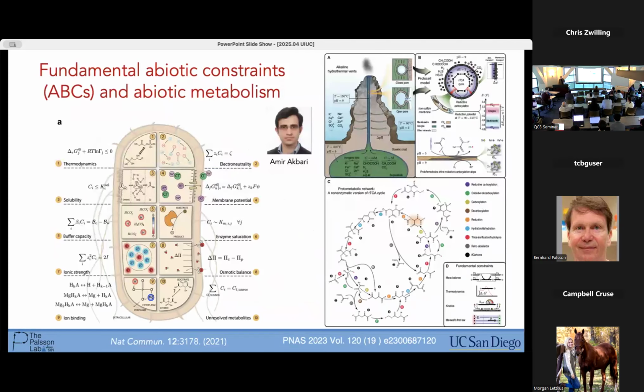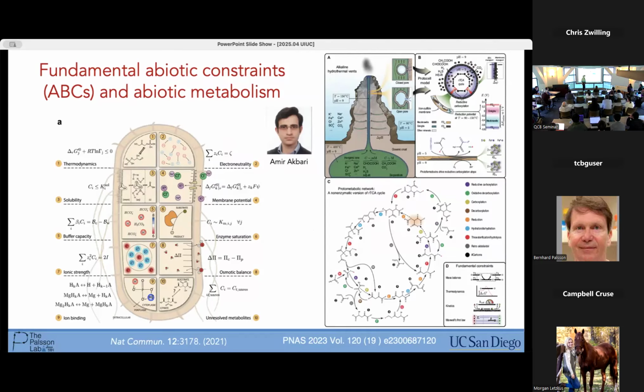I just want to end with this slide. I think this is my last slide. To emphasize that when we build these models, we need to understand that there are universal physical chemical constraints on all cells and all cellular processes. And we call these abiotic constraints. Since they are so fundamental, we call them the ABCs. Every model we build has to satisfy these. Charge balance, osmotic balance, pH, thermodynamics, and all these things.